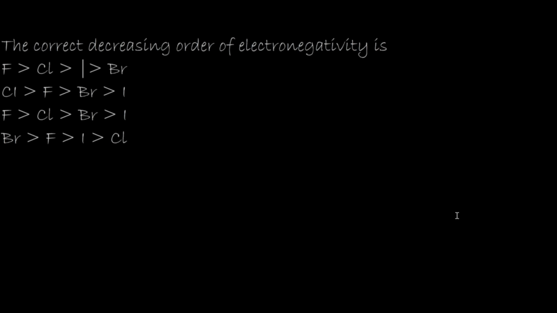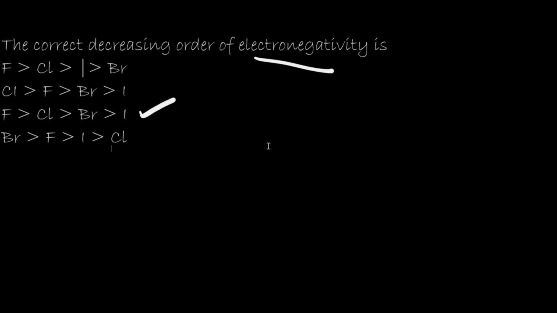The correct decreasing order of electronegativity. What is electronegativity? Electronegativity is the attraction of paired electrons towards itself. So what is the decreasing order of electronegativity? It's none other than fluorine, then chlorine, then Br, and then iodine. Very simple question, so hope you did that right.